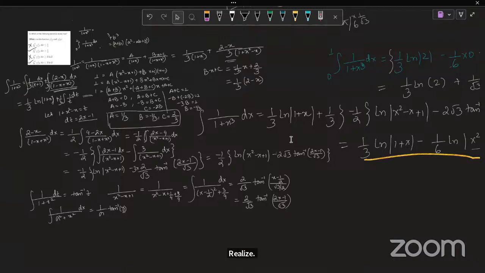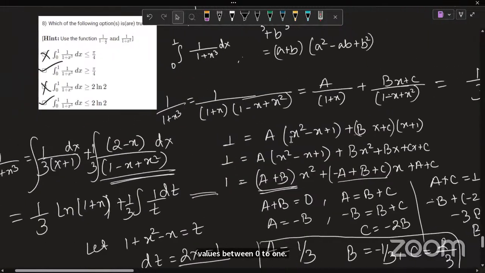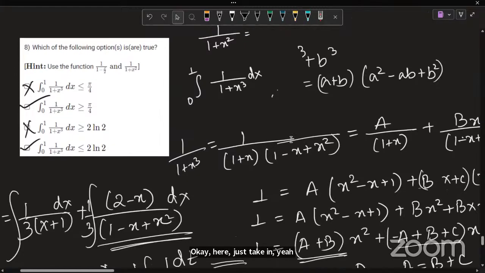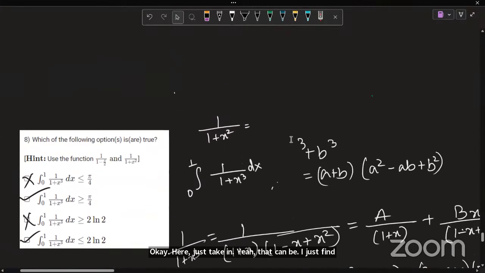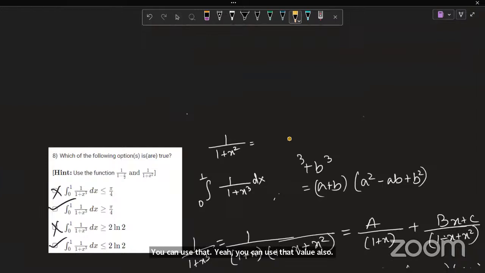Can be. This question was in the activity and Ashish sir solved this question by taking some values between 0 to 1. Okay, he has just taken, yeah, that can be, I just find the indefinite value. You can use that value also. Just find the area between 0 and 1. It is actually just a summation, right? It is nothing, just a summation.